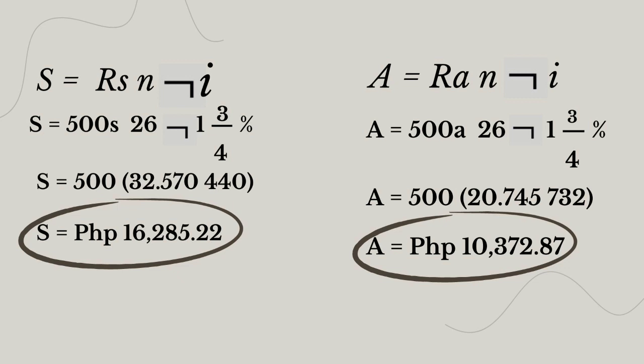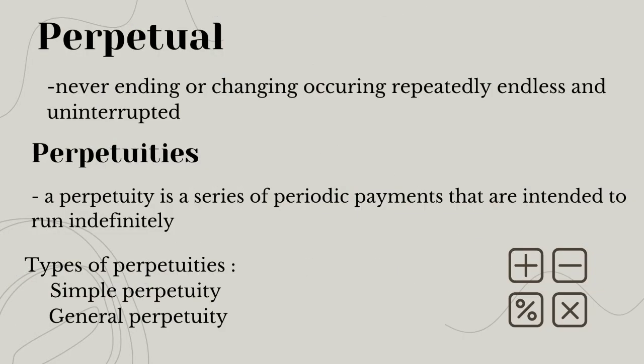A is equal to R times A angle I. Same process of solving, but the difference is you'll find the value for 26 angle 1 3/4% on table 6. So A is equal to 500 multiplied by 20.745732, and the answer is 10,372.87. For our last topic, it is the perpetuities.